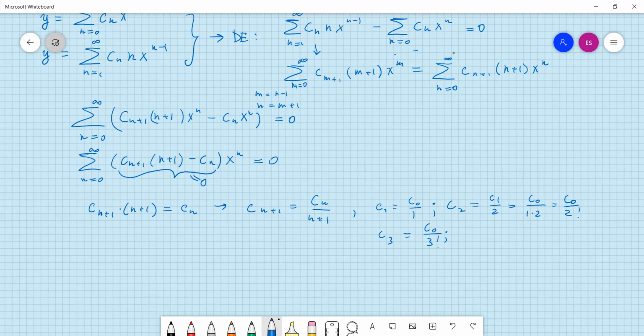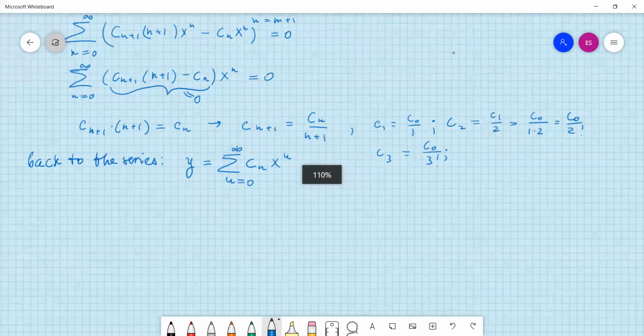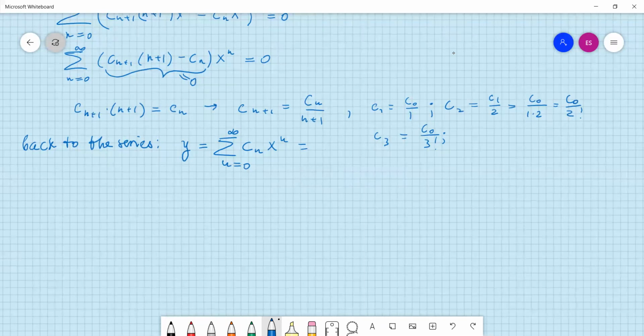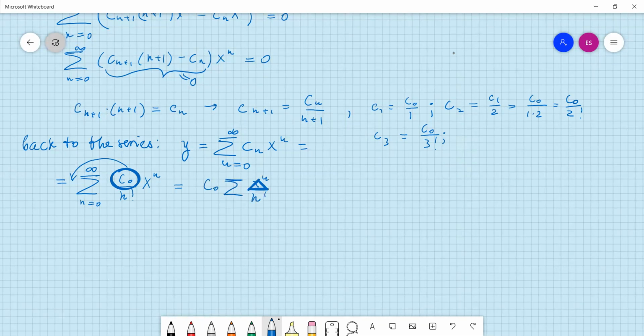Now, we're going to go back to the series. The series was looking like this: y equals sum of Cn x to the power of n from 0 to infinity, right? Now I'm just going to plug in my Cn's, right? So they are going to be C0 over n factorial, x to the power of n, from 0 to infinity. C0 is the same for all of them. You can take it outside of the sigma notation. C0 sigma x to the power of n over n factorial.